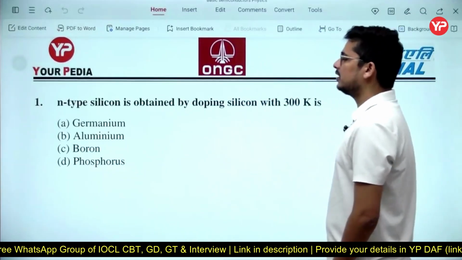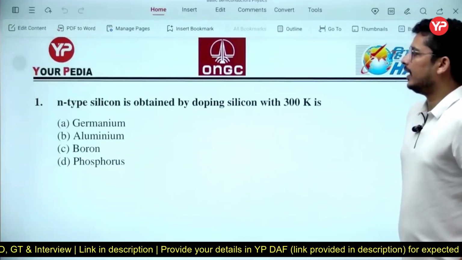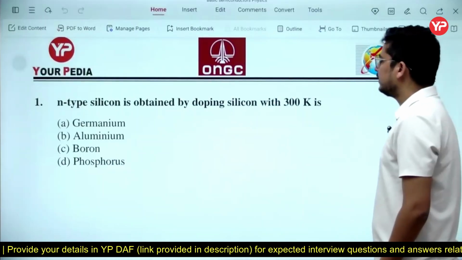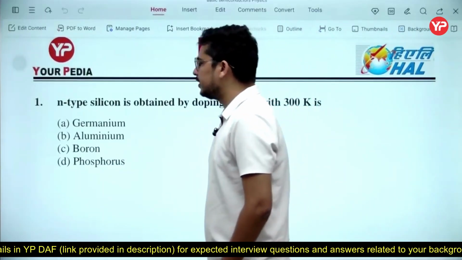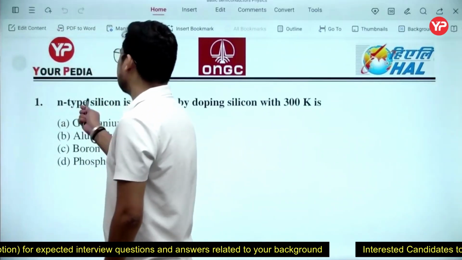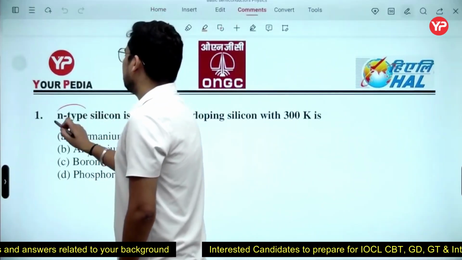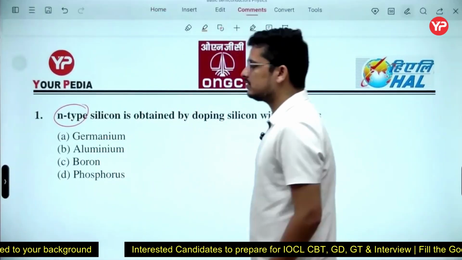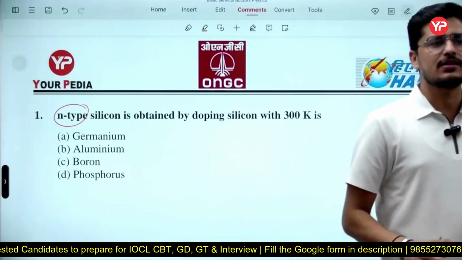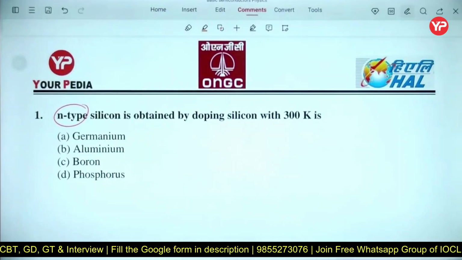Now let's start with the semiconductor physics. The first question is, let us take you are having an N-type silicon obtained by doping the silicon at 300 Kelvin. Which type of doping should you introduce to make a silicon N-type? N-type means what? Listen carefully. There are two types of semiconductor, intrinsic and extrinsic semiconductor.